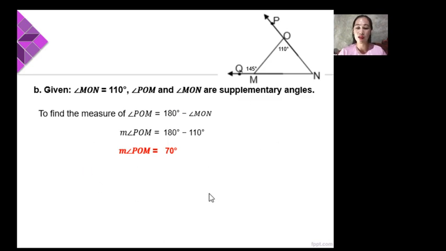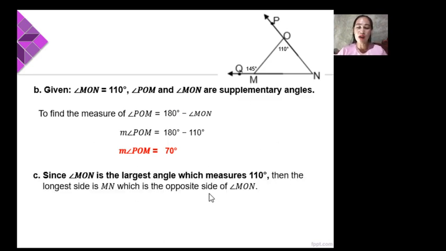Next, we are going to determine the longest side of the given triangle. In this triangle, the largest angle is angle MON. And the side opposite angle MON is side MN. Therefore, the longest side is side MN.